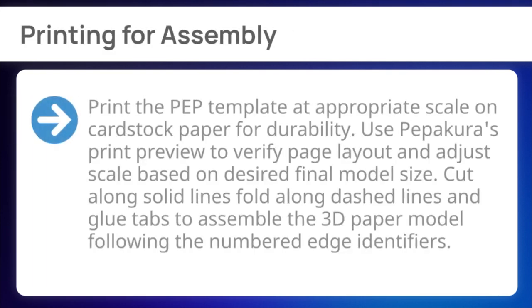Finally, printing for assembly. Print the PEP template at appropriate scale on cardstock paper for durability. Use Pepakura's print preview to verify page layout and adjust scale based on desired final model size. Cut along solid lines. Fold along dashed lines and glue tabs to assemble the 3D paper model following the numbered edge identifiers.